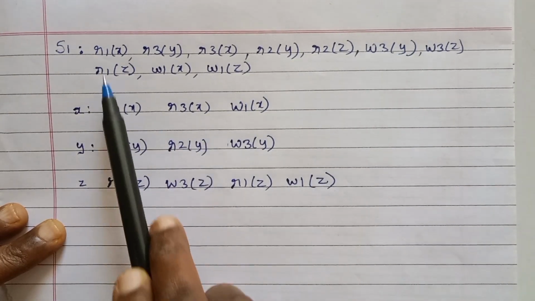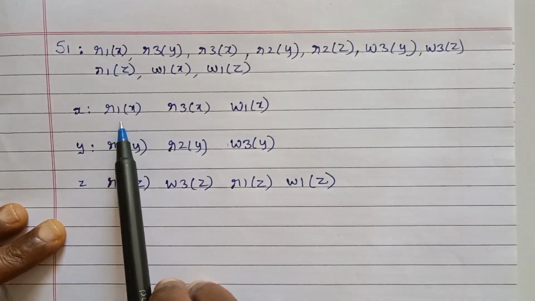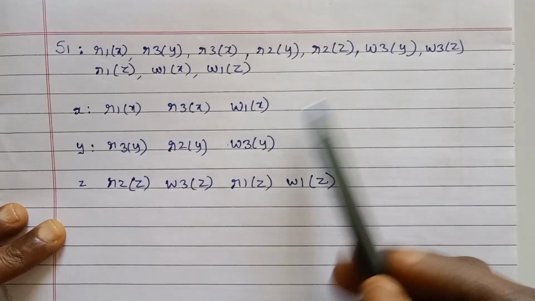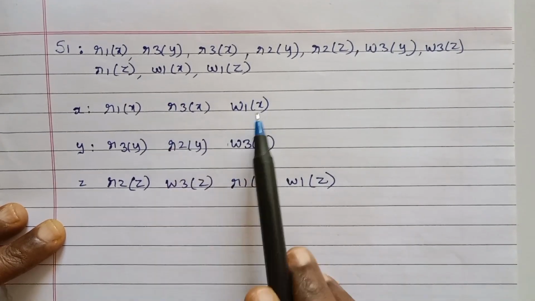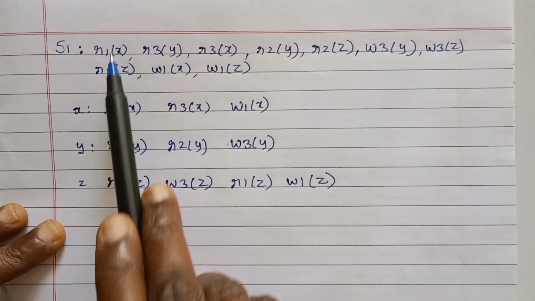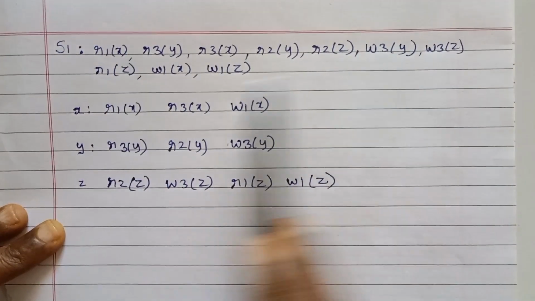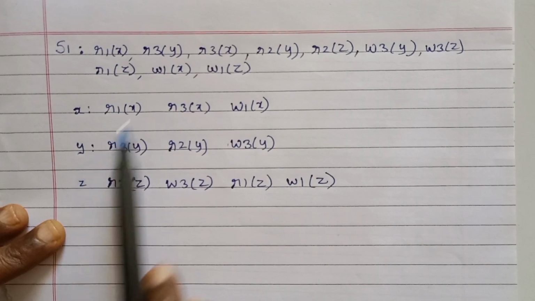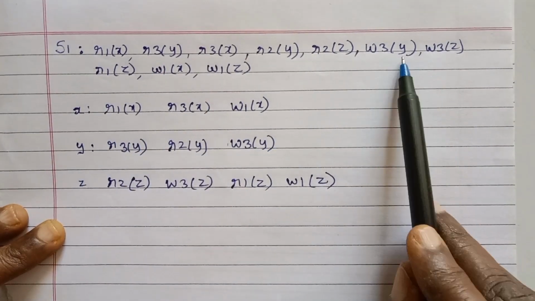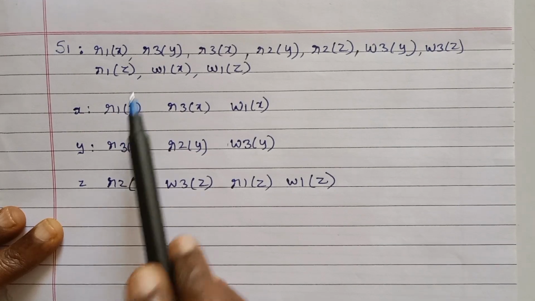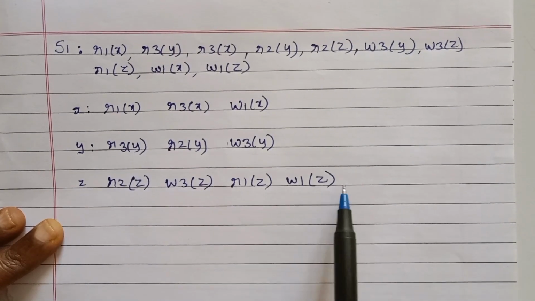Then write the set of operations for each. For x: r1 of x, then r3 of x and w1 of x. You write the values separately, in the same order as they appear in the schedule. Similarly for y, write r3 of y, r2 of y, and then w3 of y. Similarly for z, write r2 of z, w3 of z, r1 of z, and w1 of z.